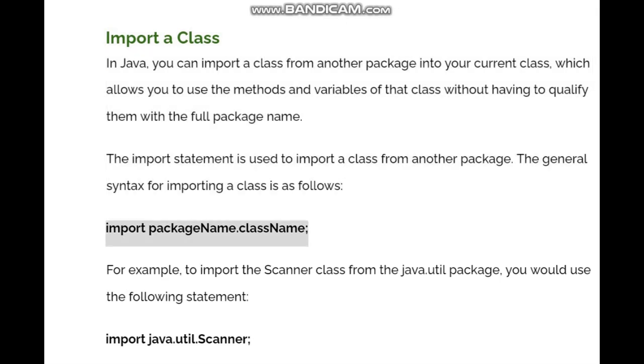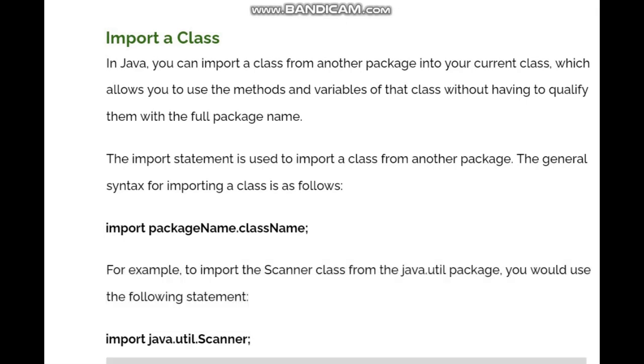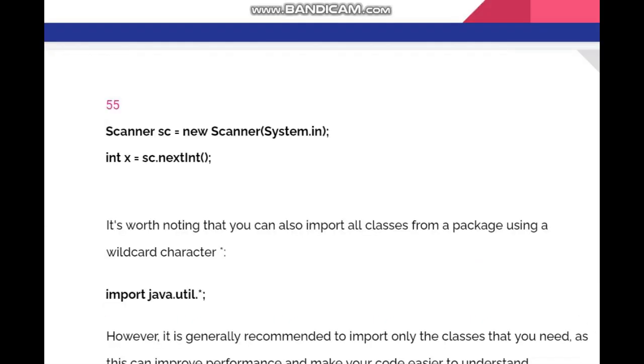For example, to import the Scanner class from the java.util package, you would use the following statement. Import java.util.Scanner. Then, in your code, you can use the Scanner class without having to qualify it with the full package name. Scanner sc = new Scanner(System.in). int x = sc.nextInt().